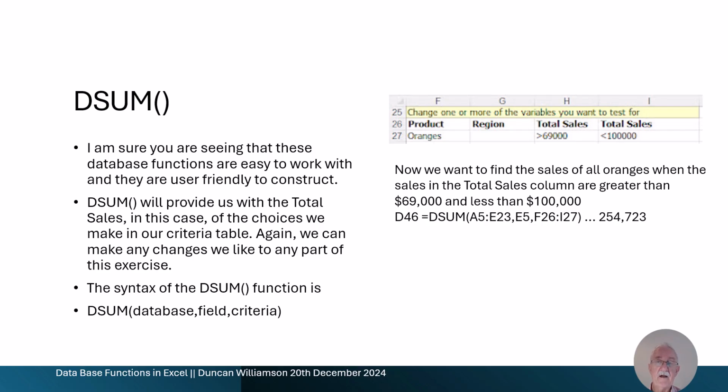So in that second row, we put oranges. We don't specify a region. We're agnostic about region, but the sales have to be between 69,000 and 100,000. There's the formula. Try it, test it. You can download my Excel file, and you should find the answer of 254723.